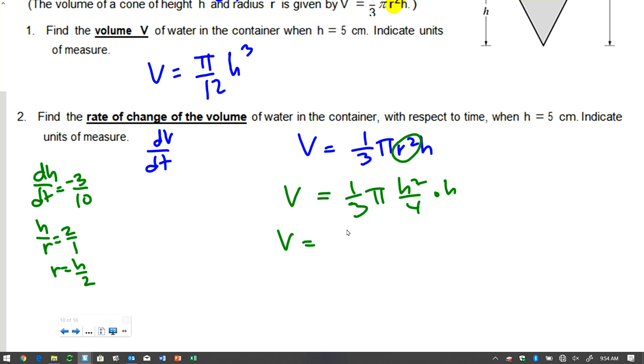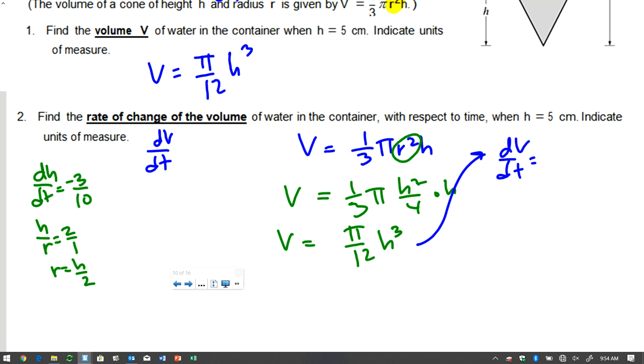So this gives me pi over 12 times h cubed. Does everybody follow so far? I'm trying to bring this down, but I don't see how to bring this down. So what we're going to do is take the derivative of this. So dV/dt equals, d/dt of both sides, pi over 4, really 3 over 12, but that's pi over 4, h squared dh/dt. Did you get the same thing I did? Yes, no? Okay, good. And we're trying to find dV/dt.